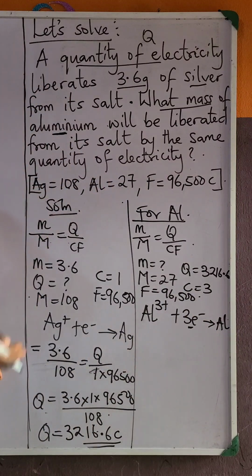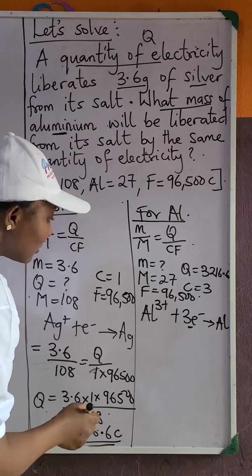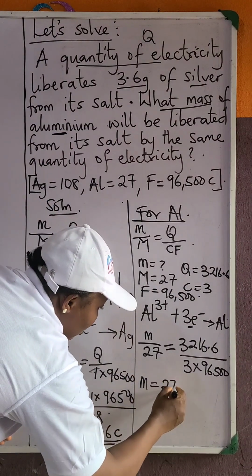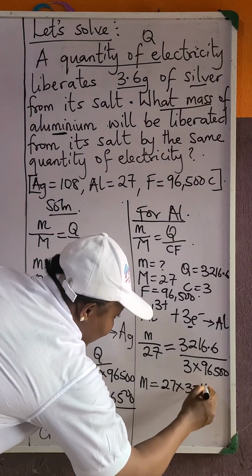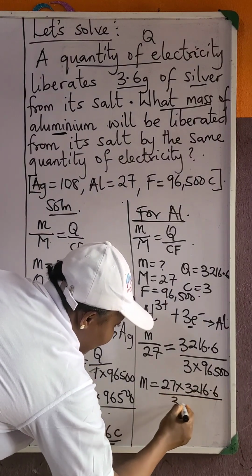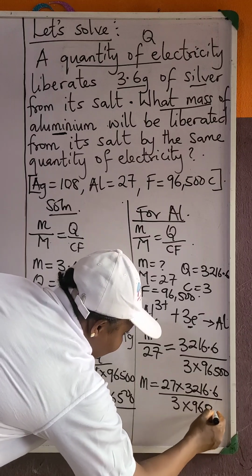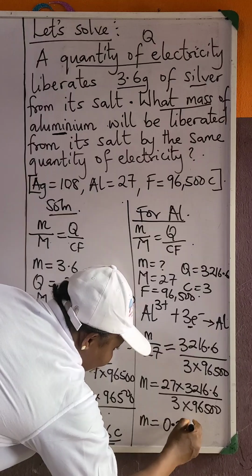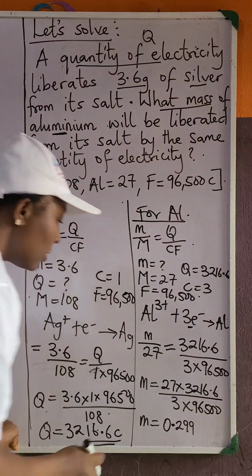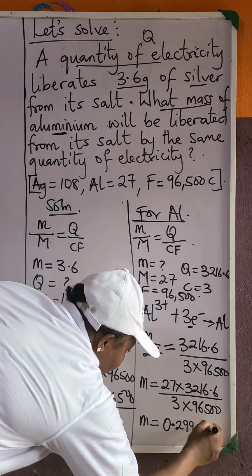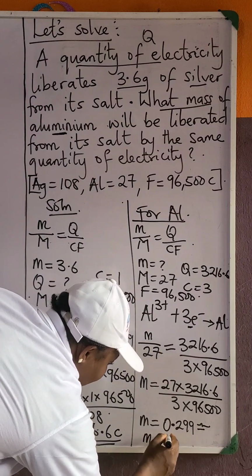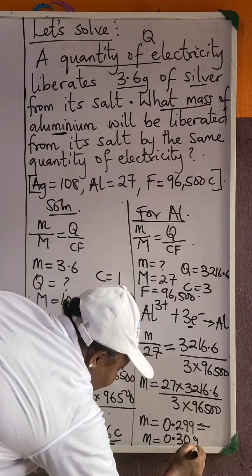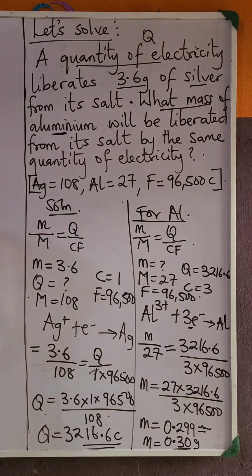96,500. Substituting this in that formula, hence making M the subject of the formula, I will have 27 times 3,216.6 divided by 3 times 96,500. M is equals to 0.299 recurring. Approximately, M is equals to 0.30 grams. And this is my answer.